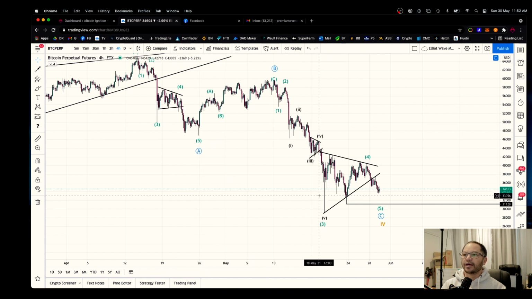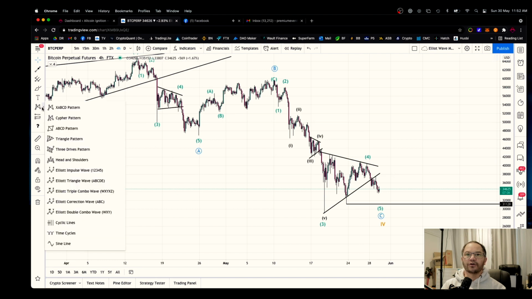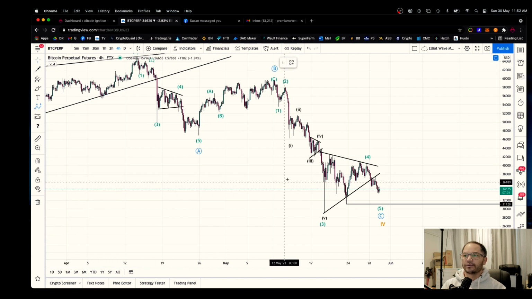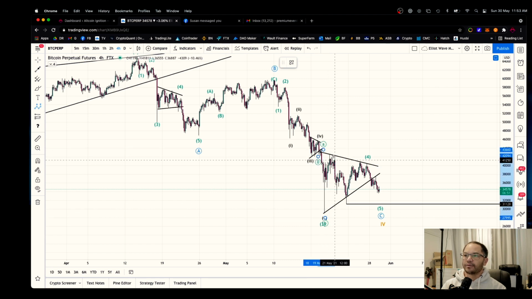Corrective moves don't have to be ABC. Sometimes they can be a triangle, which is A, B, C, D, E. So if I was to label this one here, I usually take this first little pullback into here as A. So it comes down here and then comes back in and touches that. If you were to drop through the time frames, you'd see that a bit more clearly. But that would be A, B, C, D, E.